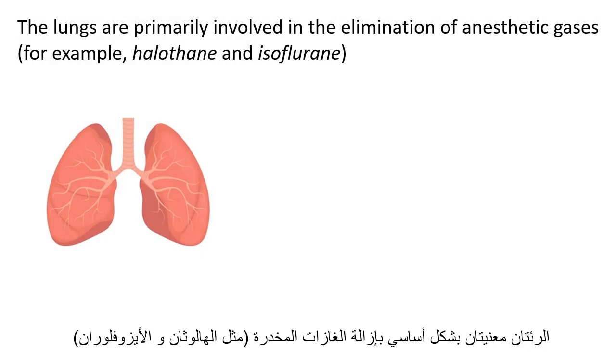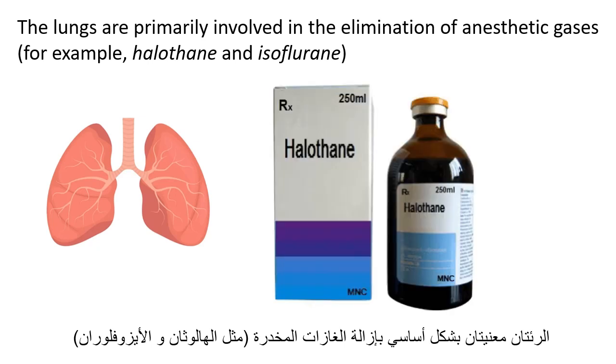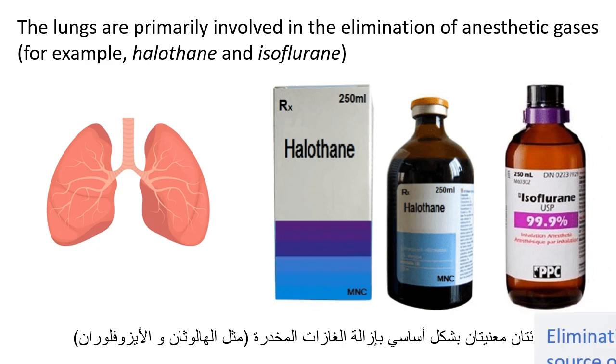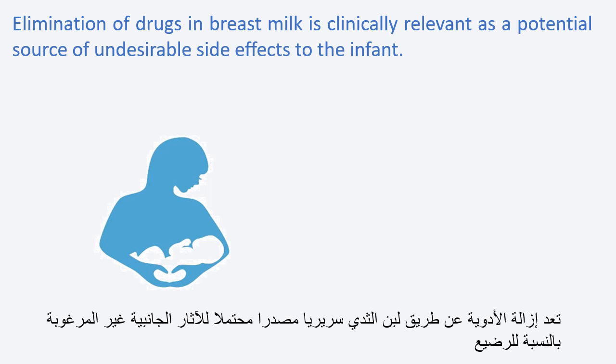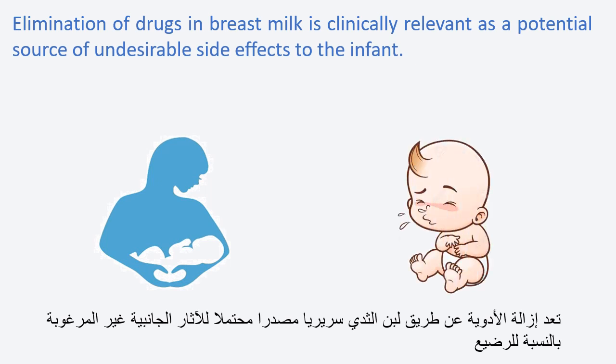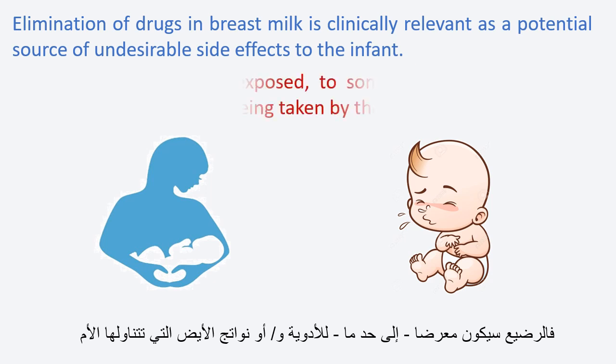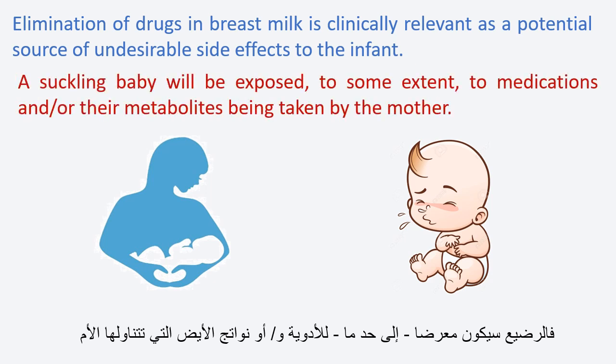The lungs are primarily involved in the elimination of anesthetic gases, for example, halothane and isoflurane. Elimination of drugs in breast milk is clinically relevant as a potential source of undesirable side effects to the infant. A suckling baby will be exposed to some extent to medications and/or their metabolites being taken by the mother.